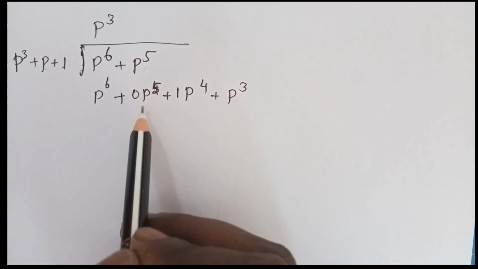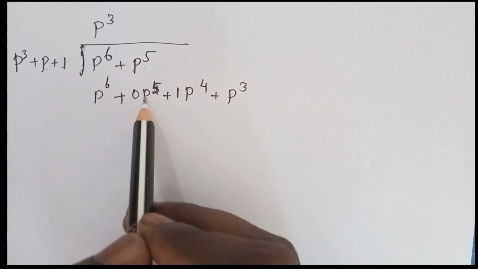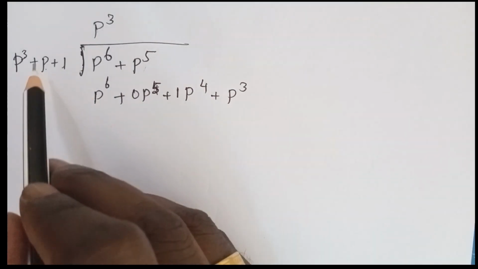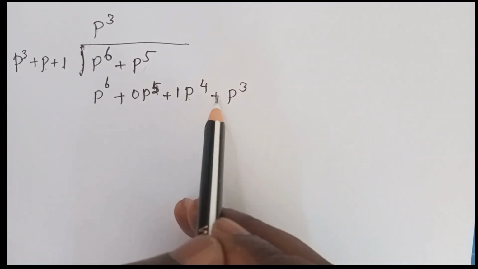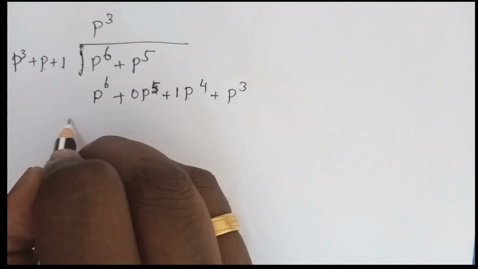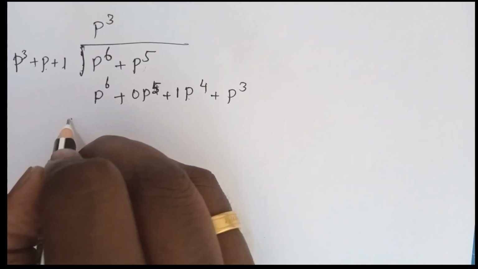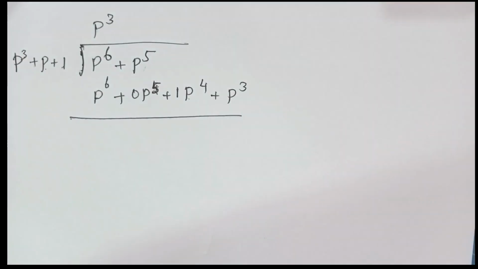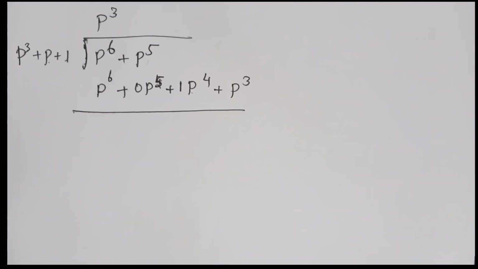So we don't have p power 5, so write 0 p power 5. Then we have p power 4 plus 1 into p cube. Okay, so here normally in division we do subtraction, but here I need to do modulo-2 addition, that is this basic XOR operation. So how will you perform XOR operation?